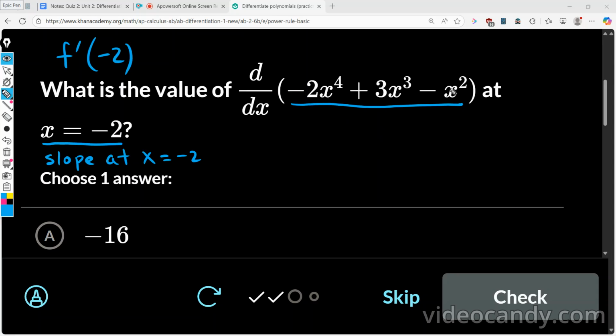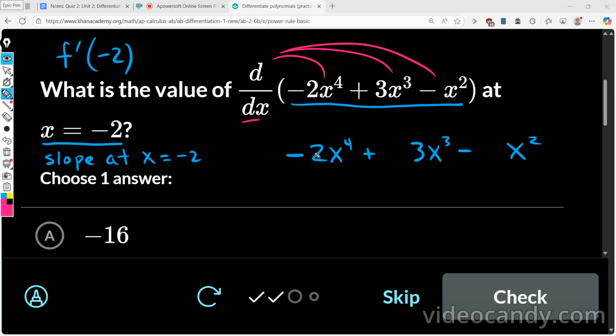You can go right from this step right here, but I'm going to rewrite with a little bit of extra space. All right, negative 2x to the fourth plus 3x to the third minus x squared. Okay, I just left a little space there. And now we're going to do our derivative. Okay, we're just going to take the derivative of each one.